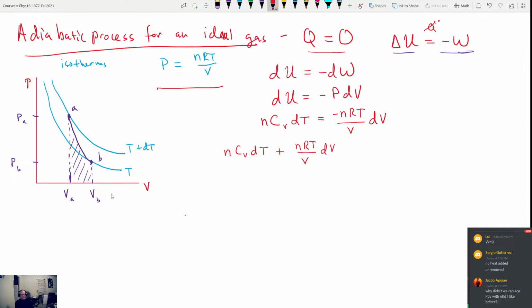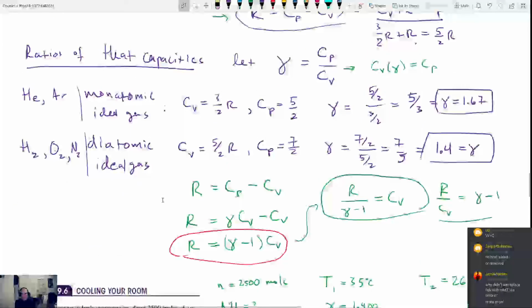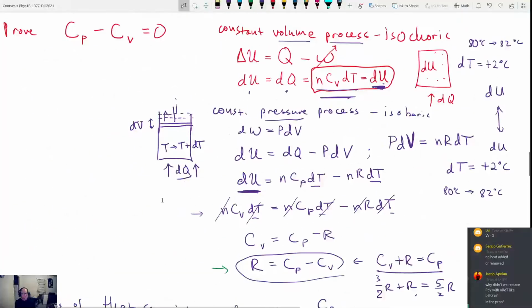Why didn't we replace PDV with nRT dT like we did before? So let's go back and look at where we did that before. That's a really good question. We kind of did, though, didn't we? Here we replaced PDV. Oh, isn't the pressure constant in this problem? Yeah, that's why. It's because the pressure's constant, Jacob.